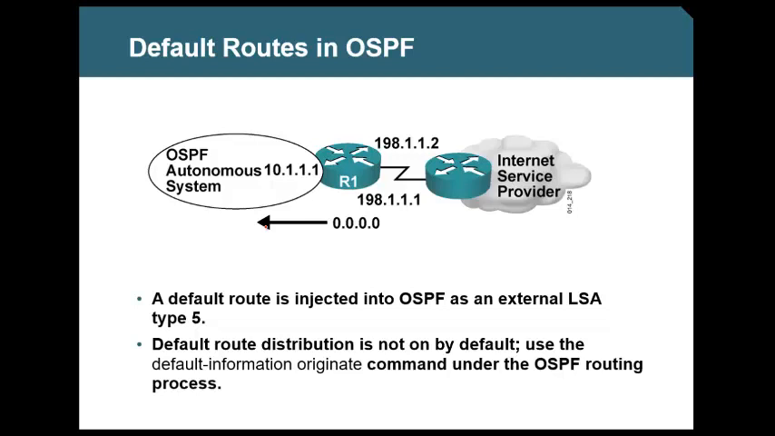When you have a default route dynamically generated and sent, all the routers inside will use the default route and come to R1, and R1 will send it to the internet. For this, I should configure this command under OSPF. When I do that, a default route gets injected. What LSA type will it be? Type 5. The default route distribution is not on by default, so you have to use this command if you want the distribution.